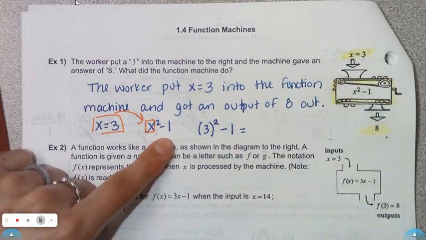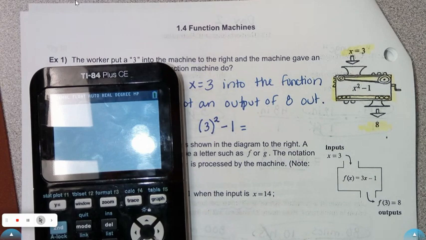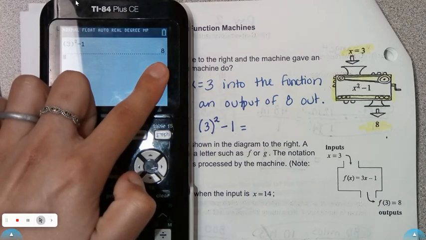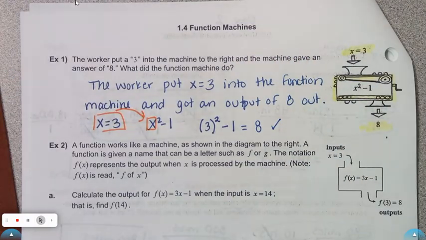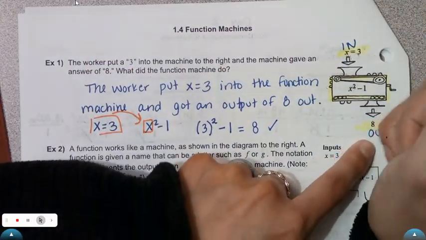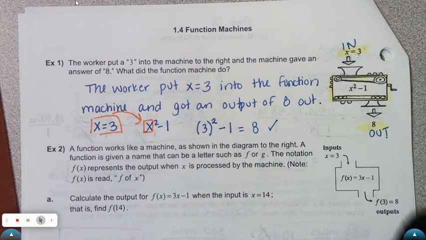And then I want to see if that truly gives me 8. So 3 squared minus 1, I get 8. So this does equal 8. So we had something that we put in, and then we got something that we got out. So this is my input, and this is my output. Okay, let's try a different one.